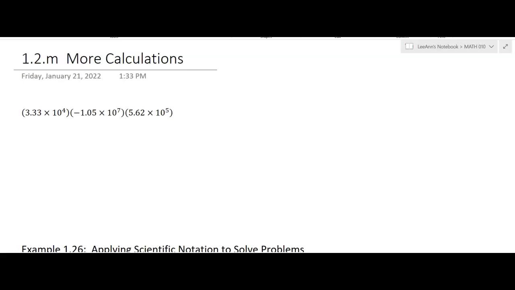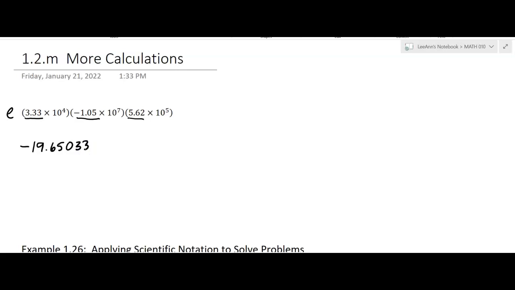Okay, so this is the last video for this section. We have one more calculation to do. I think this is E. So I'm going to be multiplying 3.33, negative 1.05, and 5.62. And I already did that on my calculator, and I got negative 6.5033. I'll just write it out. I won't round it off.